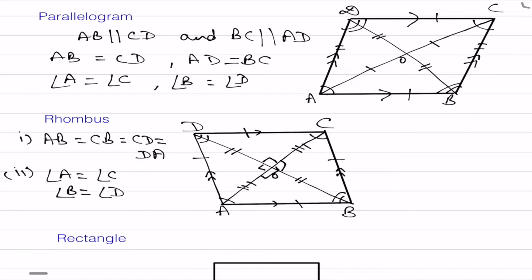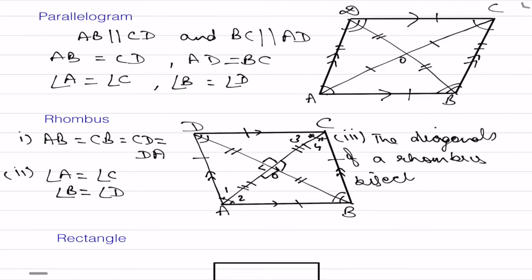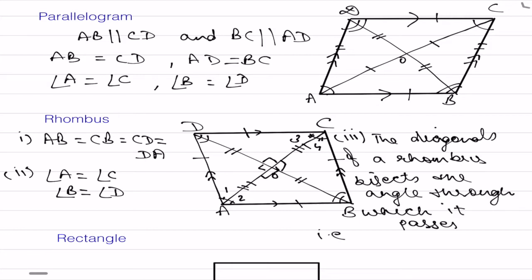Another very important property of the rhombus is this: the diagonal bisects the angle through which it passes. That means angle 1 and angle 2 will be equal. Angle 3 is equal to angle 4. Similarly, for the remaining pair also, the bisected parts of angles B and D will be equal. So please remember this property, that the diagonals of a rhombus bisect the angles through which they pass. That is, angle 1 is equal to angle 2, or angle 3 is equal to angle 4.